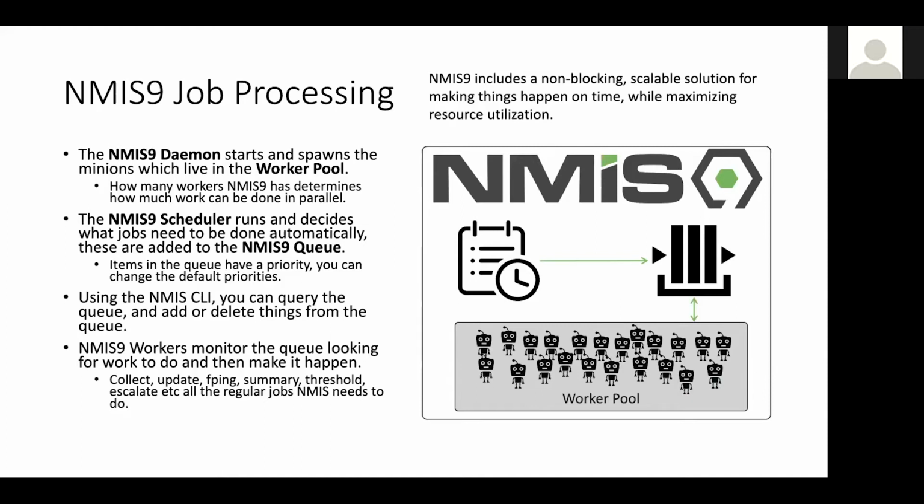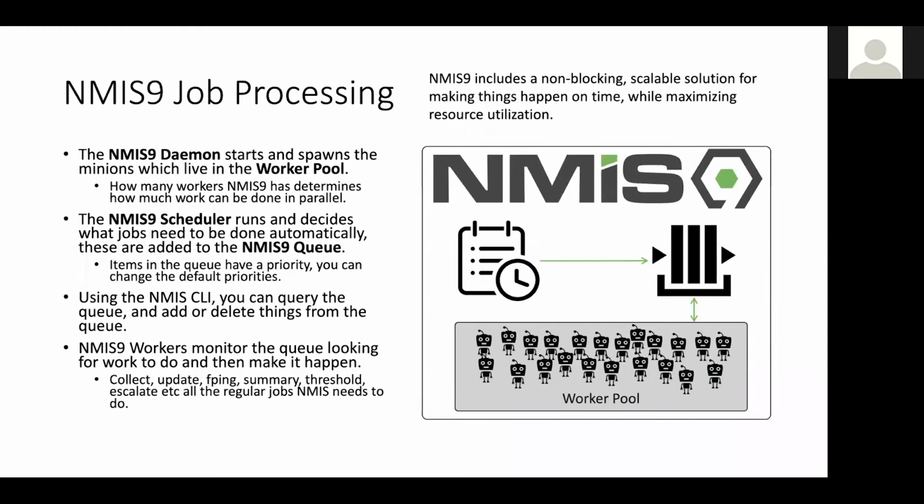Very, very straightforward, probably twisting some people's brains a little bit because it's a little bit different, but this is what we needed to do to get that next level scalability and performance. So the NMIS9 workers are monitoring that queue, looking for what to do, and everything they do is just driven out of that queue, and that's what happens. So this gives us a non-blocking architecture. So we have this non-blocking scalable architecture.